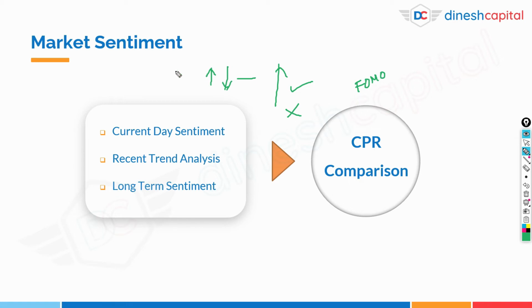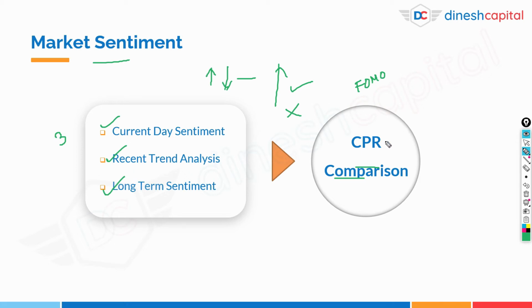In making today's market analysis, finding the overall market sentiment for the day is the first information we need to look for. We can do it with the help of comparing CPR. We have to do 3 types of CPR analysis to create a market theory for the current trading day. We have to consider all these 3 before placing an order. First is current day sentiment, next is recent trend analysis, and the last one is long-term sentiment.